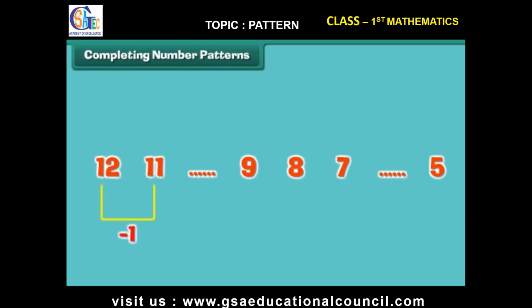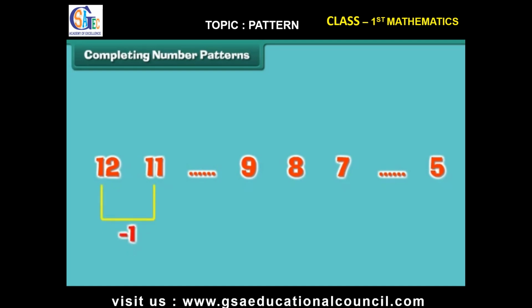Completing number patterns. Look at this number pattern. There are 2 numbers missing in the pattern. We can fill them if we understand how the pattern has been created. It is clear that in this pattern, numbers decrease by 1 at a time.